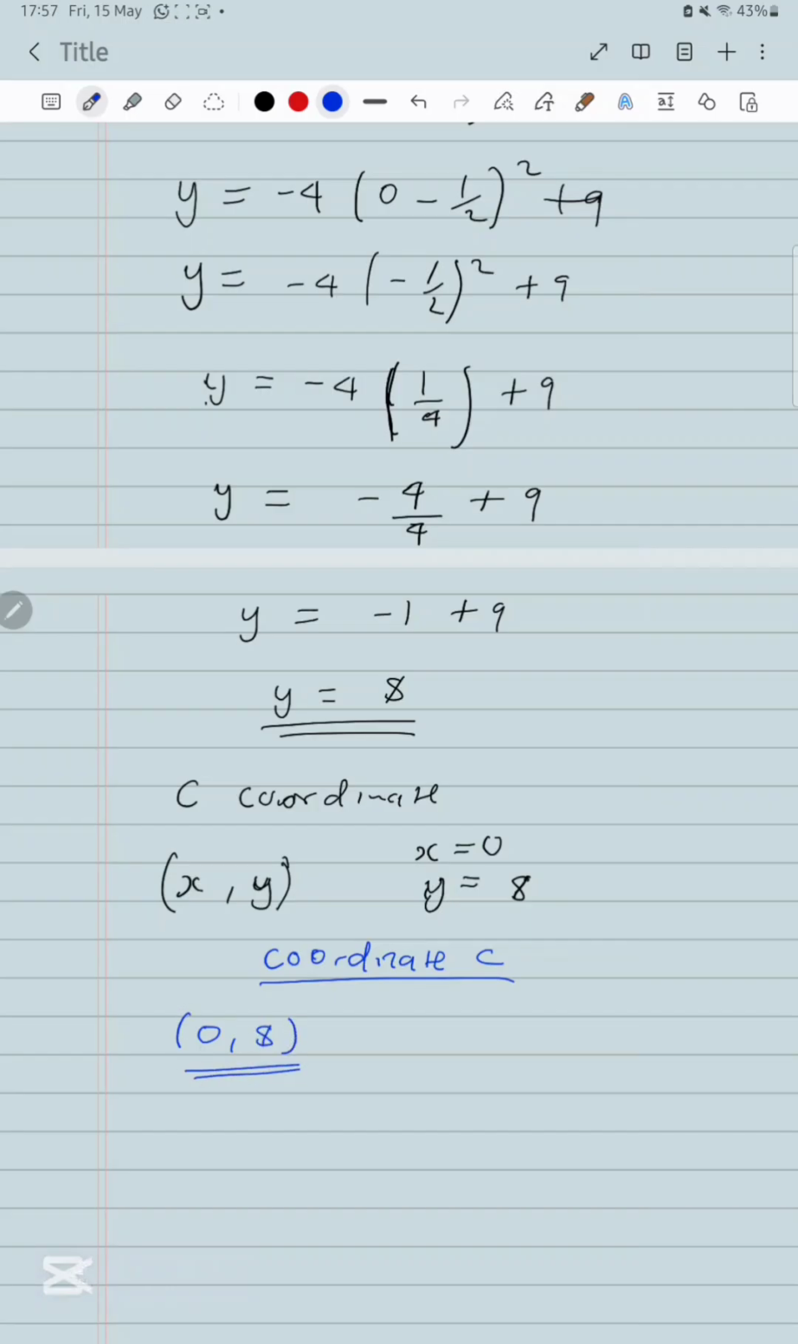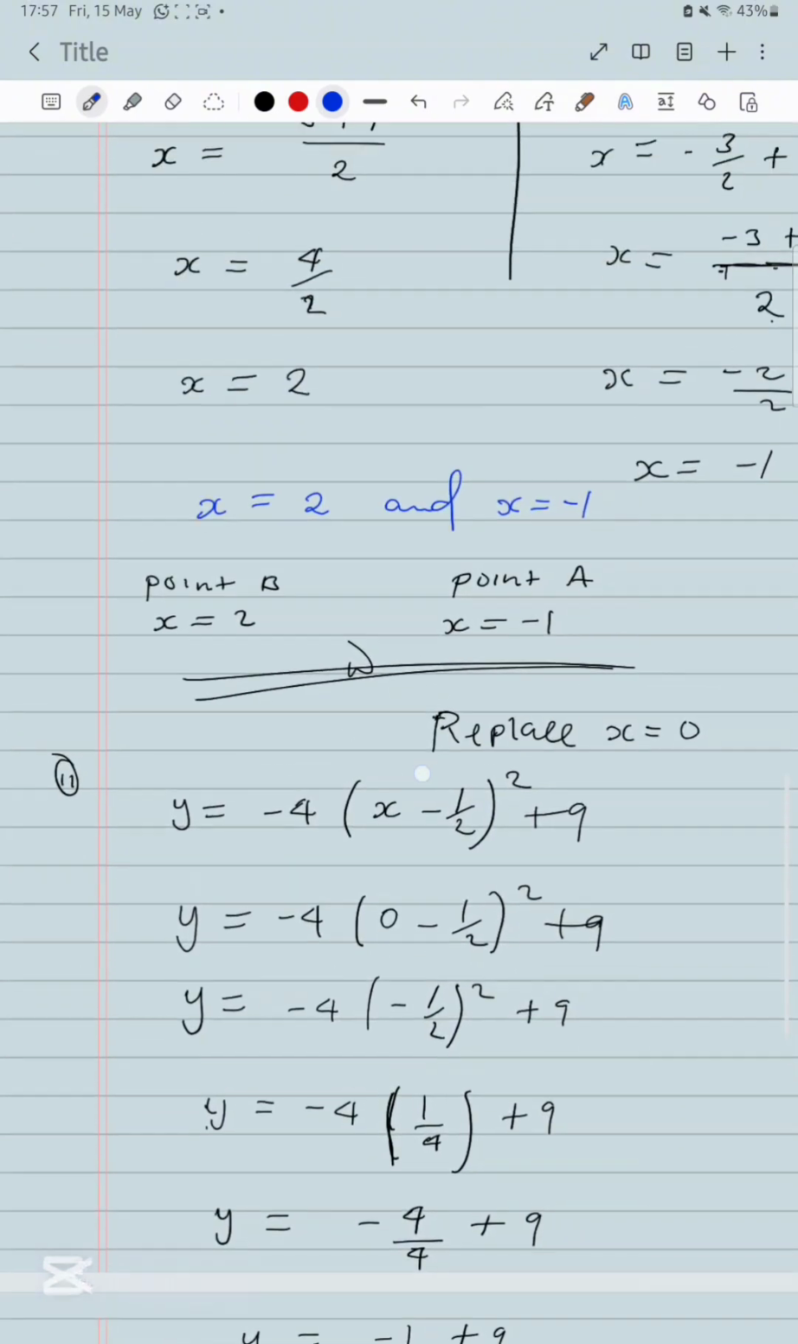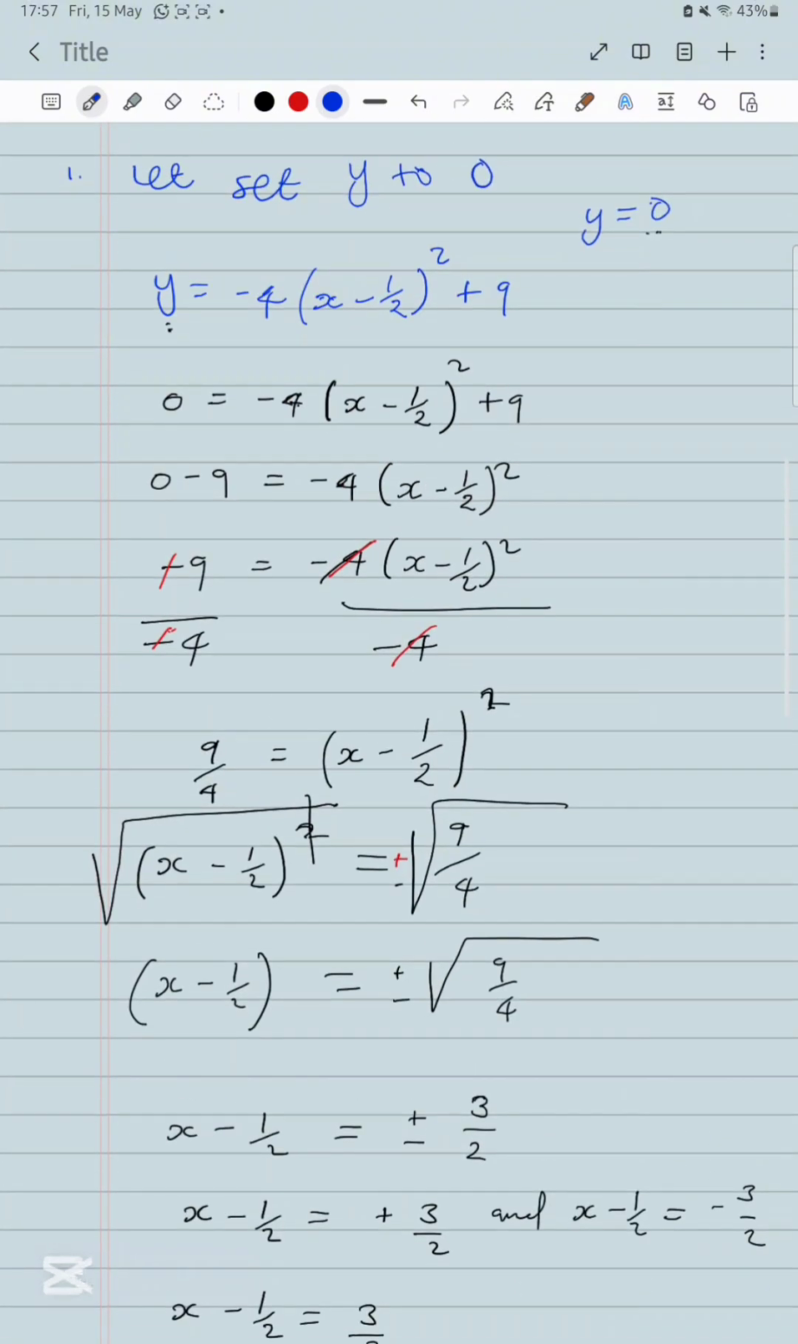Close. So that's the end of this question paper. I mean, not question paper, but the part of the question.